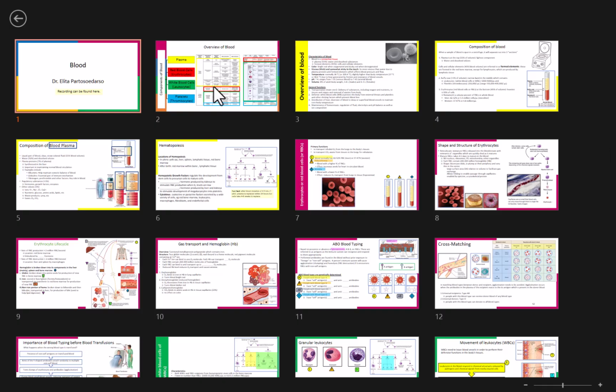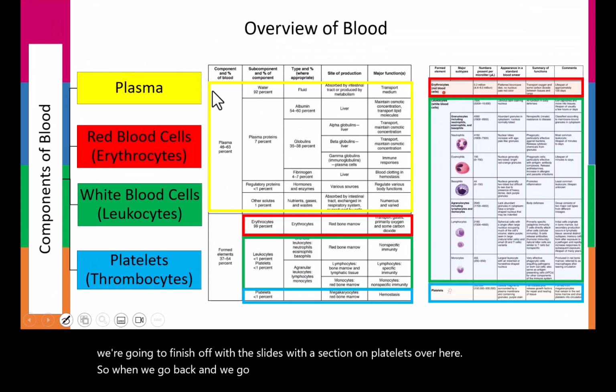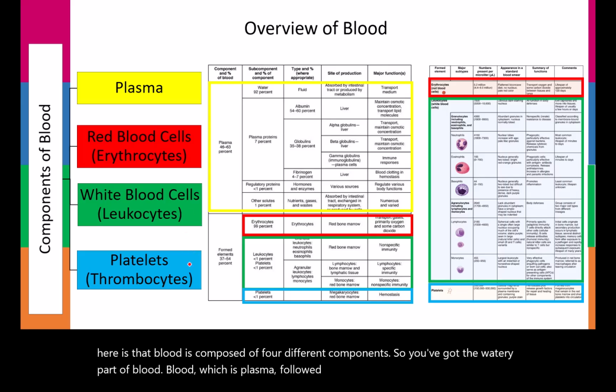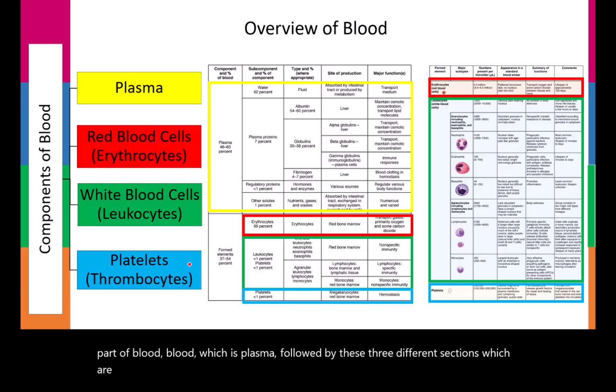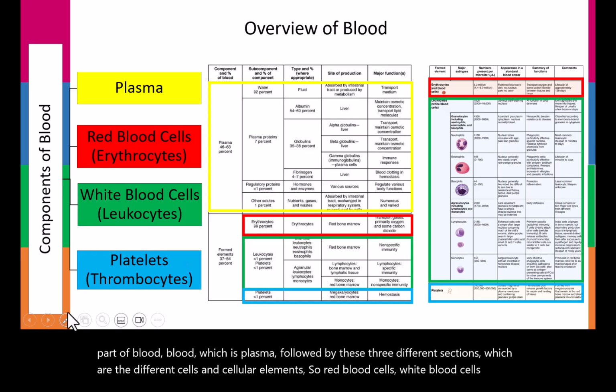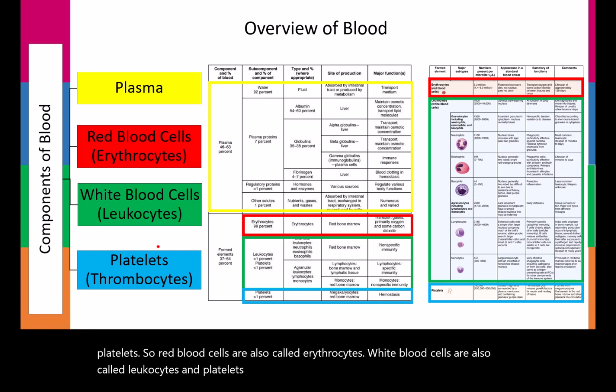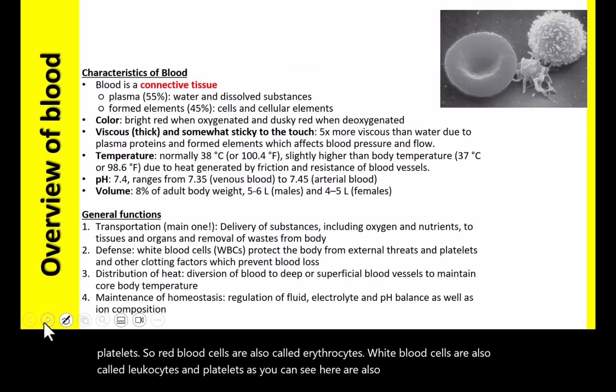So when we go back to the overview of the blood lecture, what we can see here is that blood is composed of 4 different components. You've got the watery part of blood, which is plasma, followed by these 3 different sections, which are the different cells and cellular elements. So red blood cells, white blood cells, and platelets. Red blood cells are also called erythrocytes, white blood cells are also called leukocytes, and platelets, as you can see here, are also called thrombocytes.